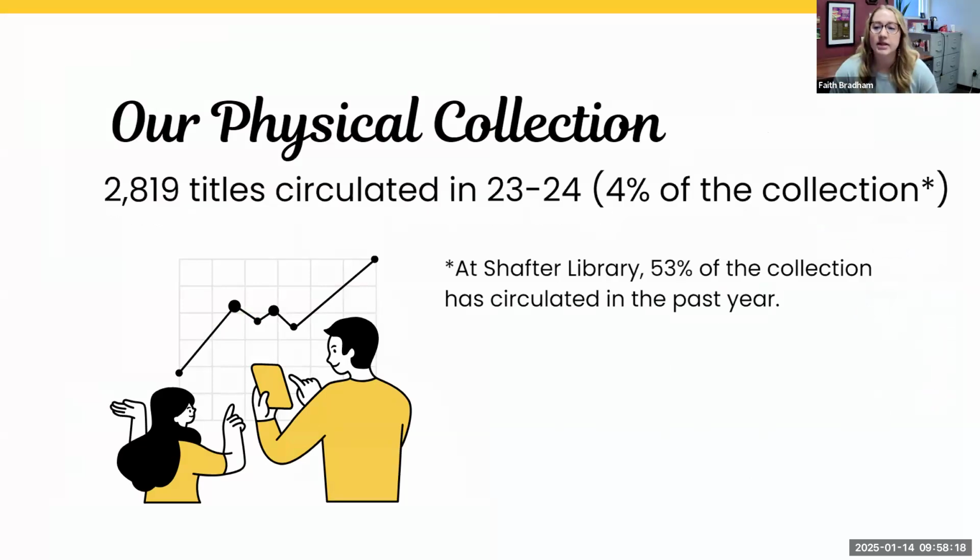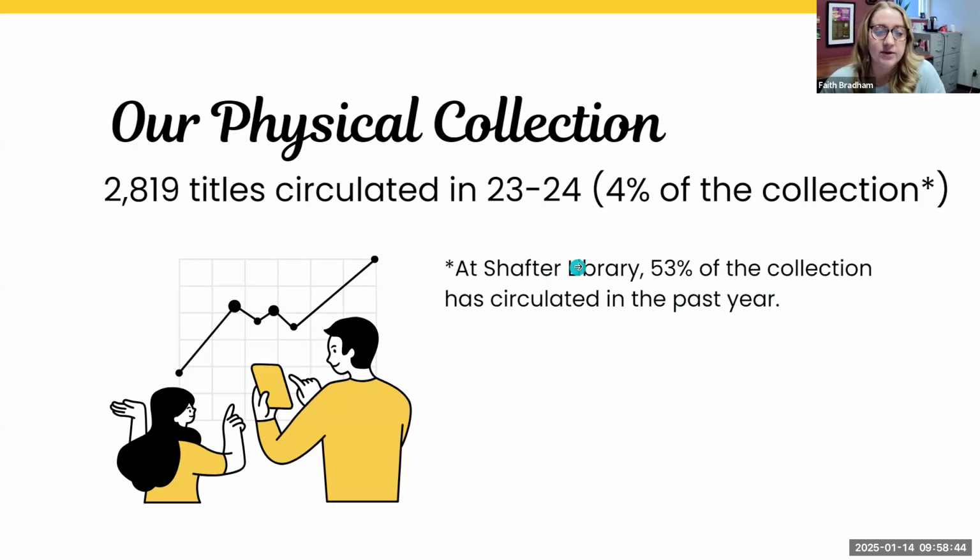So of our 71,000 individual titles, 2,819 titles circulated in 23 to 24. So that is about 4% of our collection, which is maybe not what I would like to see. So for example, shout out to Sam, our library technician out at Shafter. And shout out to Ariel, who really has done a lot in Shafter.